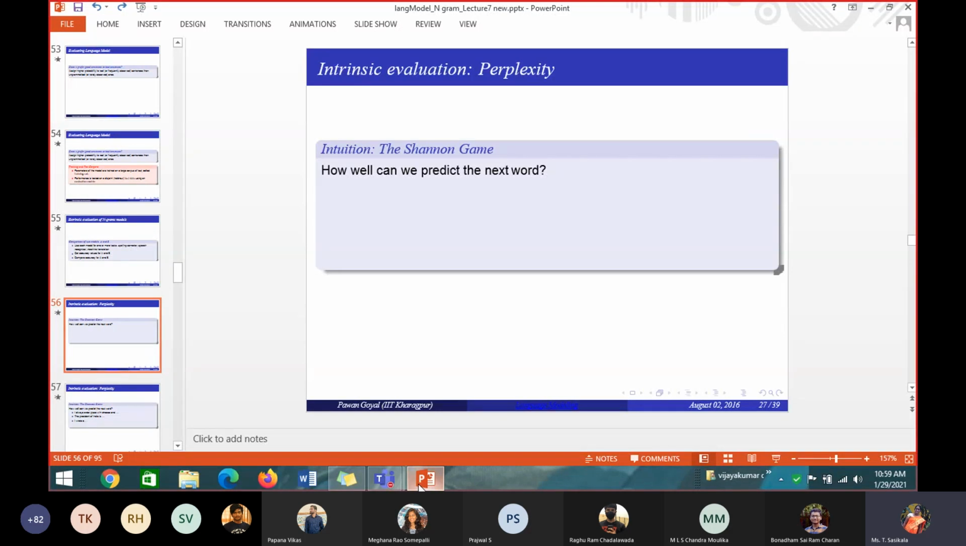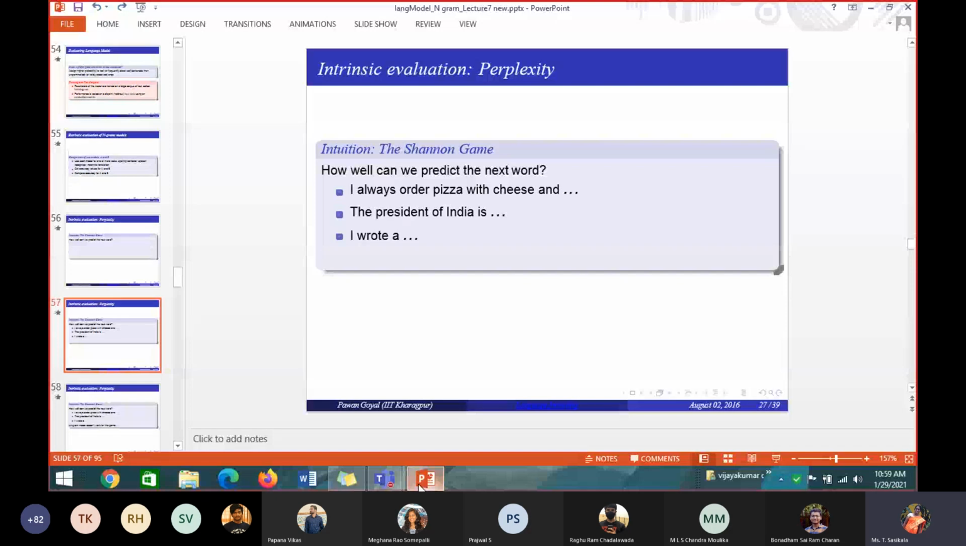What context are we talking about? If it is a medical domain, I cannot give A-P-P-L-E. Based on the domain context, we have to predict the word. That is how well we can predict the next word. For example, I always order pizza with cheese and dash. I want to complete the sentence. This is called a Shannon game: predicting the next word based on the previous words given the context. My context here is a restaurant corpus. In the restaurant, I always order pizza with cheese and dash. Based on the previous words you predict the next word. It can be pepper, mushroom or something else.